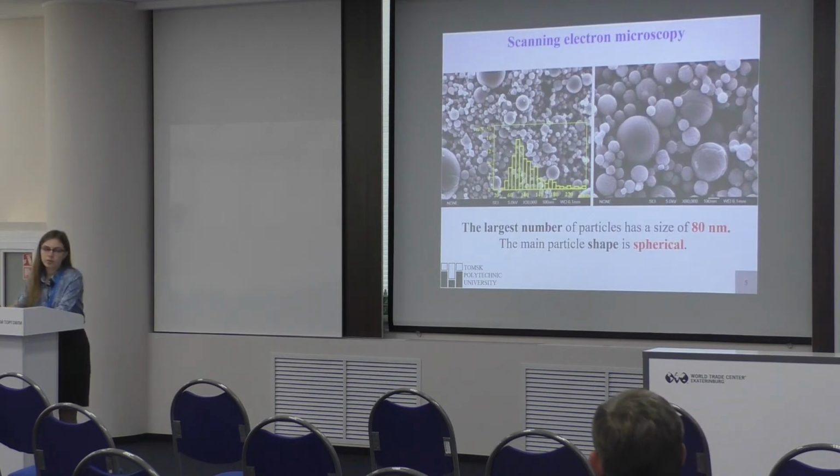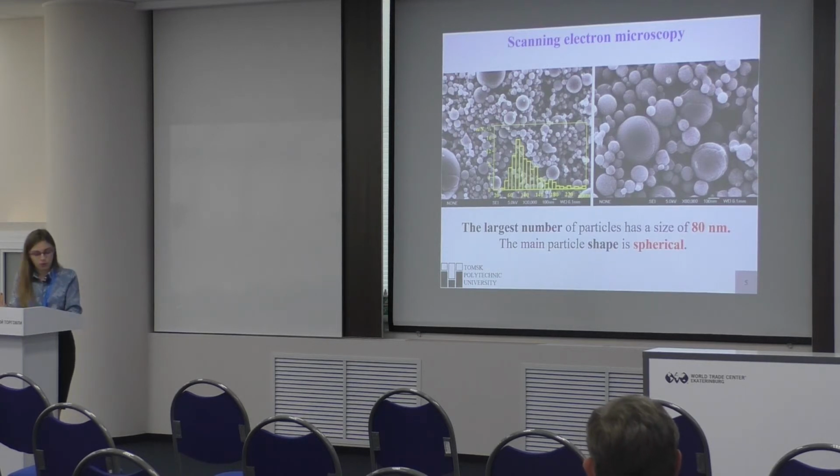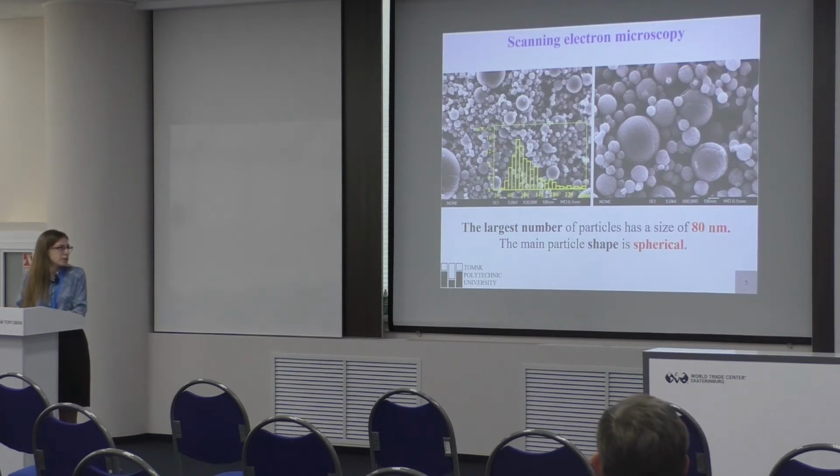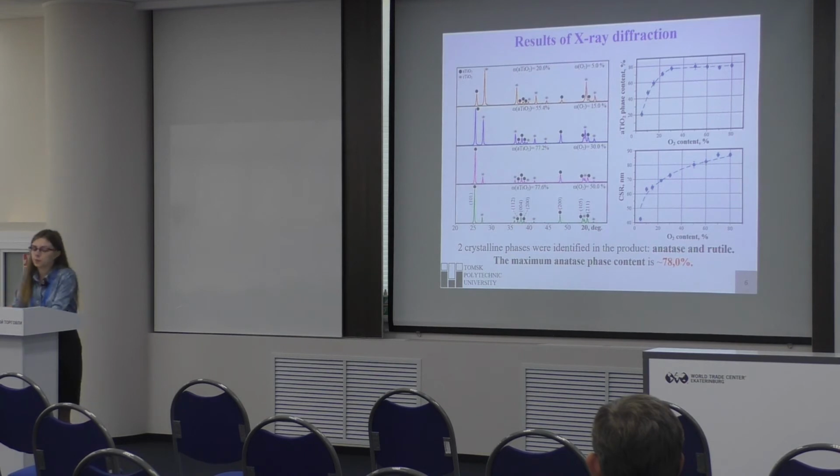First of all, the product of plasmodynamic synthesis is analyzed by scanning electron microscopy. Assessing the brightness and contrast of the image, we can conclude that the product consists of materials that are close in density. Moreover, almost all particles have spherical shapes. The particle size distribution histogram shows that the largest number of particles have a size of 80 nanometers. The main factor influencing the phase composition of the product is the oxygen concentration. Therefore, a series of experiments was carried out that changed this parameter from 5 to 8%.